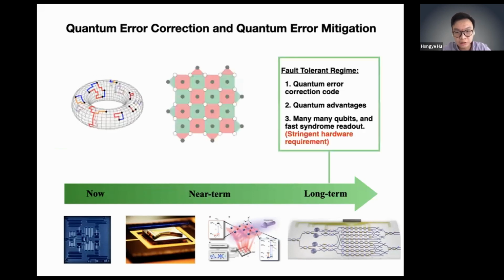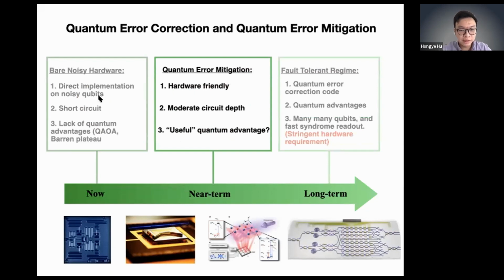On the other hand, in the long term, scientists have also shown that quantum computation can be performed infinitely with the help of quantum error correction codes. In the fault tolerance regime, there are certified quantum advantages, for example, the famous Shor's algorithm. However, it's still very challenging to enter this fault tolerance regime because it requires many qubits to encode logical qubits, and it also requires fast syndrome readout and decoding. Those put a very stringent requirement on the hardware.